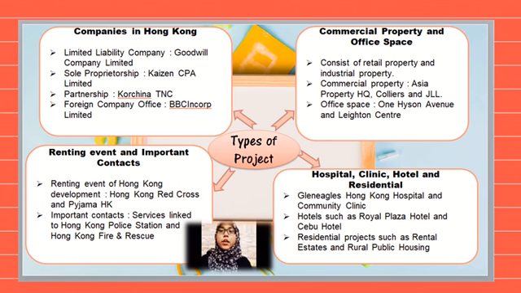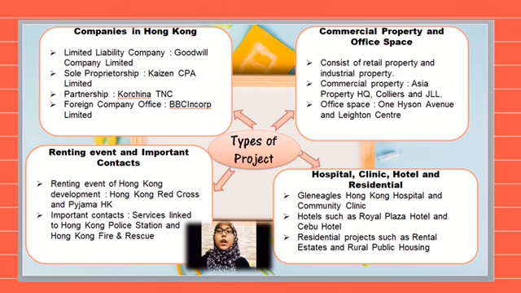And then we go to the commercial property and office space. Commercial property in Hong Kong includes Asia Property HQ, Colliers, JLL, and Hong Kong Office, and office space in Hong Kong like 1 Hysan Avenue, Langham Center, Lanson Place 111, and many more. And the type of project detail in Hong Kong.